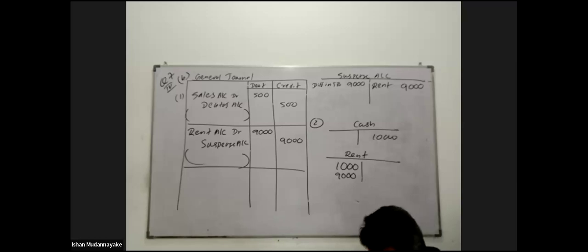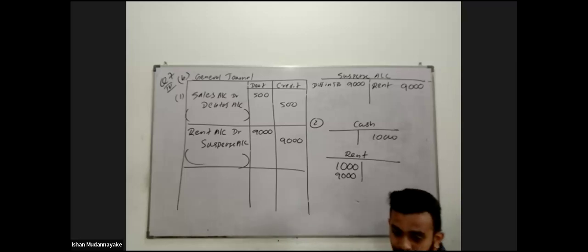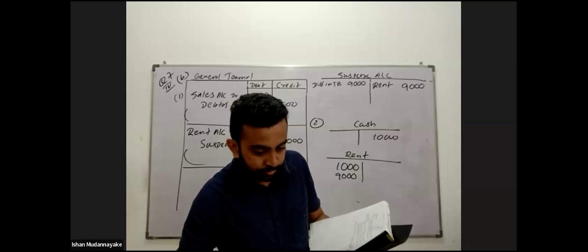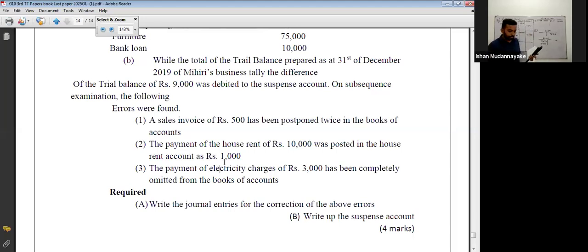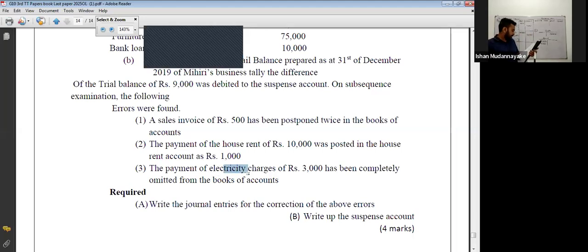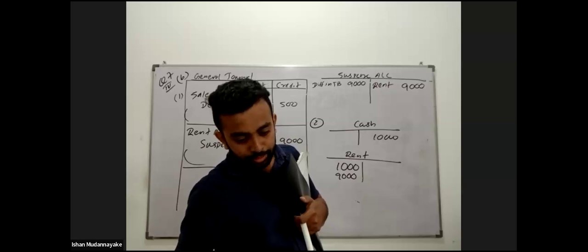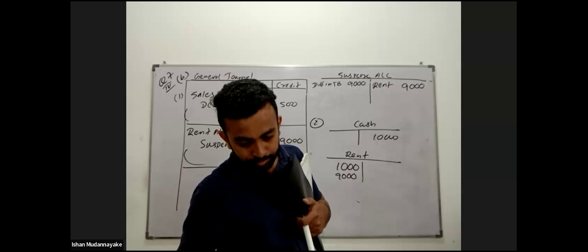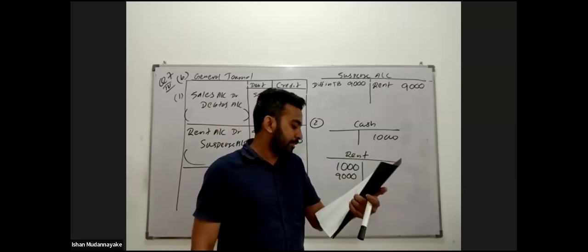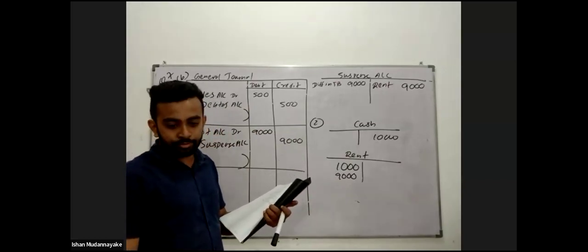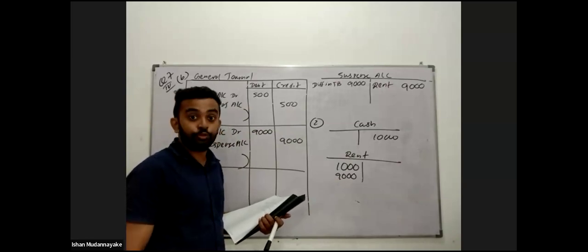Done. Finish. Right. Now my last transaction of the day. Third one: the payment of electricity charges 3,000 has been completely omitted from the books of accounts. Completely omitted means completely not recorded. They have not recorded, so you need to record.